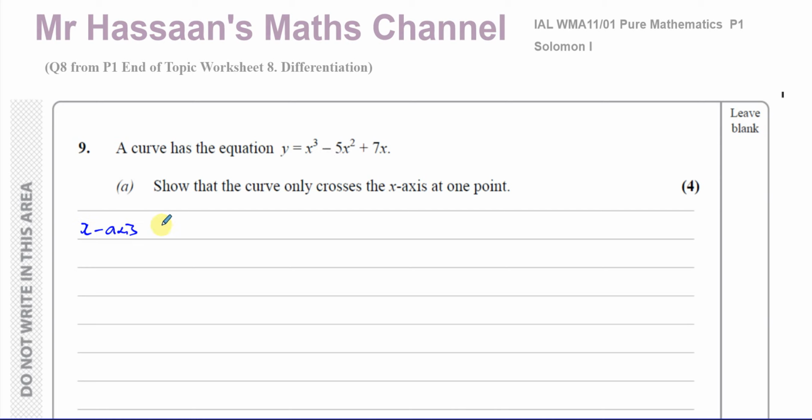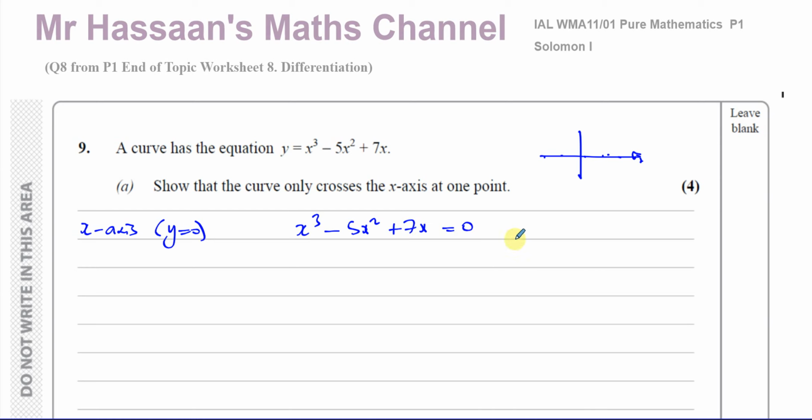When something crosses the x-axis, well, that's when y equals 0. On the x-axis, all the y coordinates are 0. Every point here will have a coordinate, something, 0. So the y coordinate is 0 on the x-axis. So if we replace the y in the equation with 0, it will tell us the x values where this crosses the x-axis. So we have x cubed minus 5x squared plus 7x equals 0.